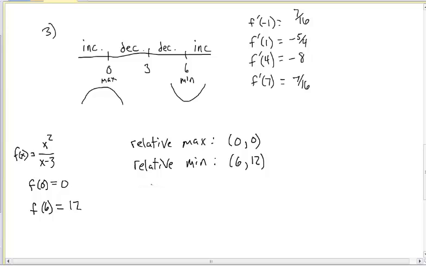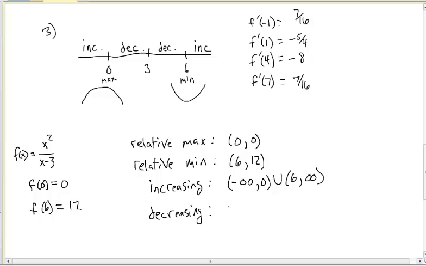And then our function is increasing from negative infinity to 0, union 6 to infinity. And here we're decreasing from 0 to 3, union 3 to 6. Remember, the function is discontinuous here, and this is why it was important to write down the domain so that we remembered to separate this and have a union and have two different decreasing pieces as opposed to the decreasing from 0 to 6. And that's all for first derivative test.